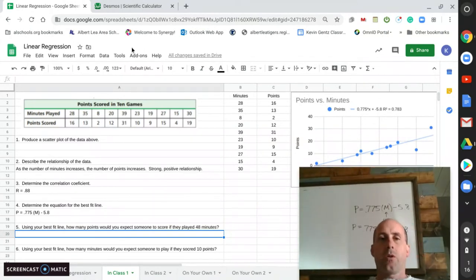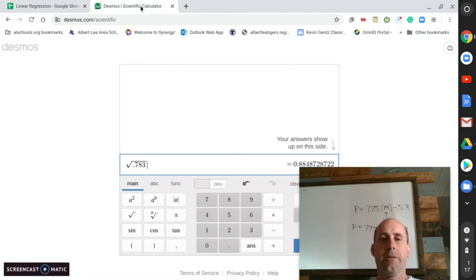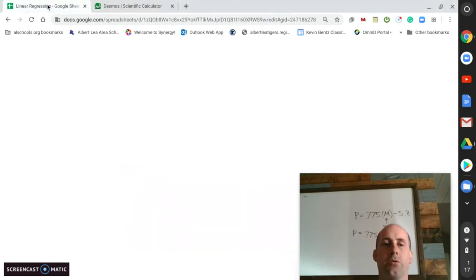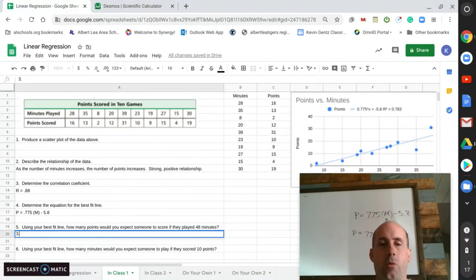Well, let's go ahead and put that right in there. I'm going to go to my Desmos scientific calculator, and I'm going to write 0.775 times 48, and then I'm going to minus 5.8. And you can see it produces 31.4 for me, 31.4. So I would expect 31.4 points to be scored if they played for 48 minutes.